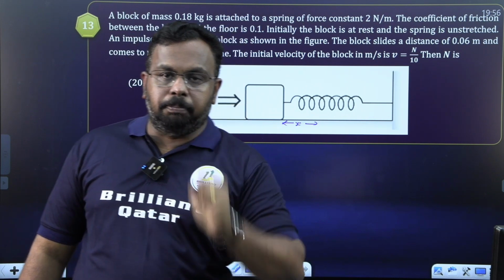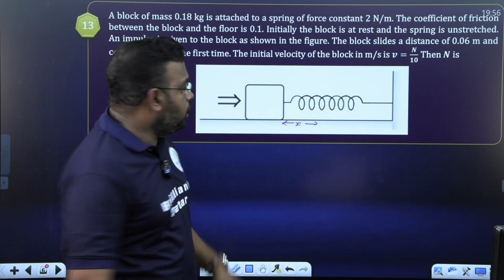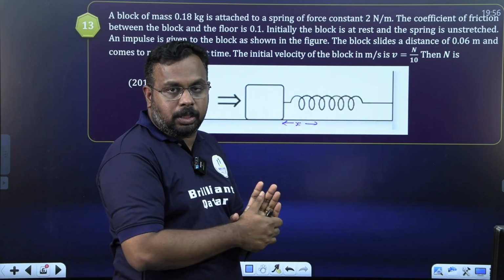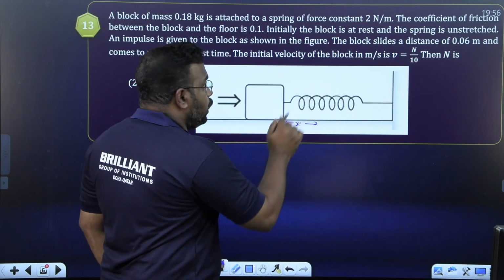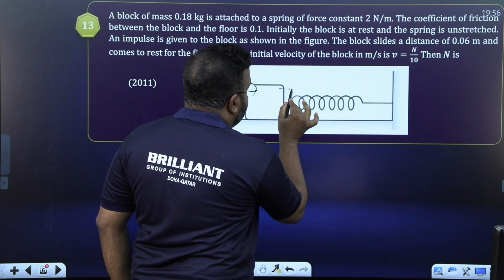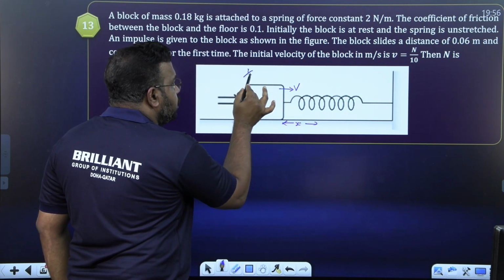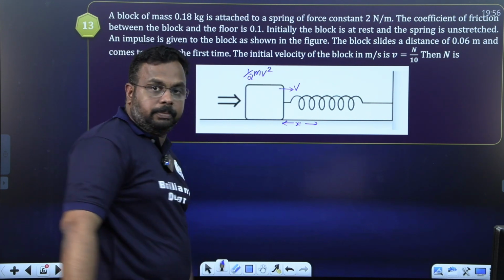So when the spring is compressed, an energy will be stored in it. That energy comes from the energy of the body, so some part of the energy of the body will be transferred. Here we need the initial velocity of the body, that is v, it's given as v. If you are considering the velocity as v, its initial energy will be kinetic only, so it is half mv square. This is the initial energy of the body.